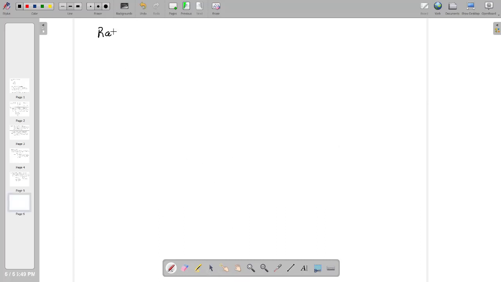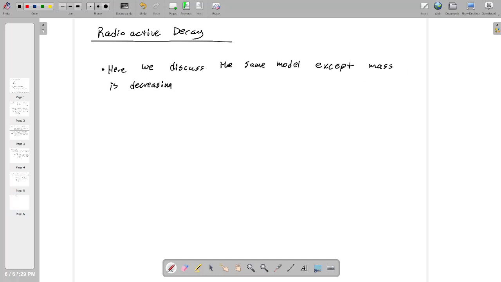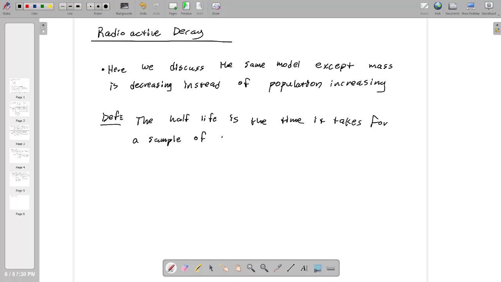Next thing I'm going to talk about is radioactive decay. Here we discuss the same model except mass is decreasing instead of population increasing. Definition. The half-life is the time it takes for the sample of the substance to decay to half of its original mass. So this is actually what we use in order to carbon date things. If we have something, we check how much carbon it currently has, and we make a prediction of how long it's been here based on the amount of remaining carbon.